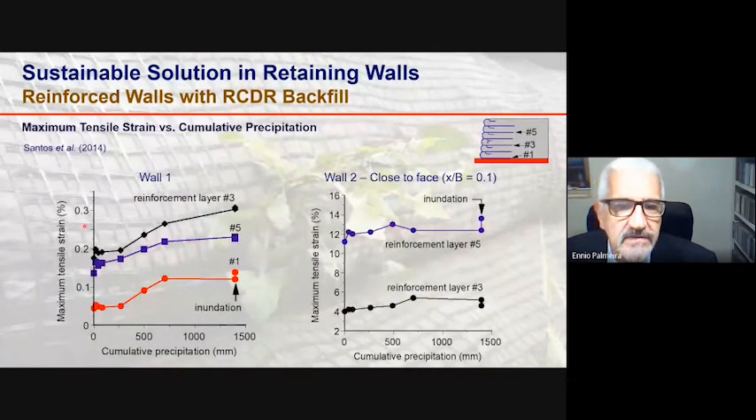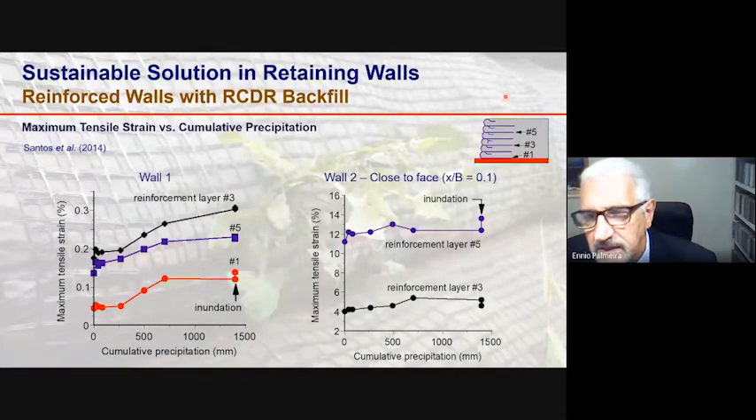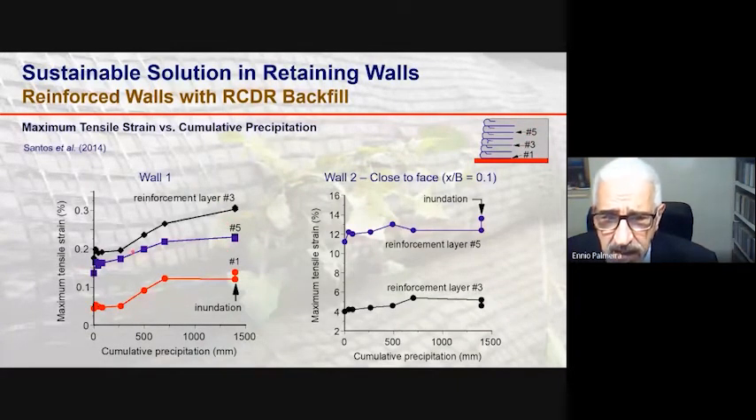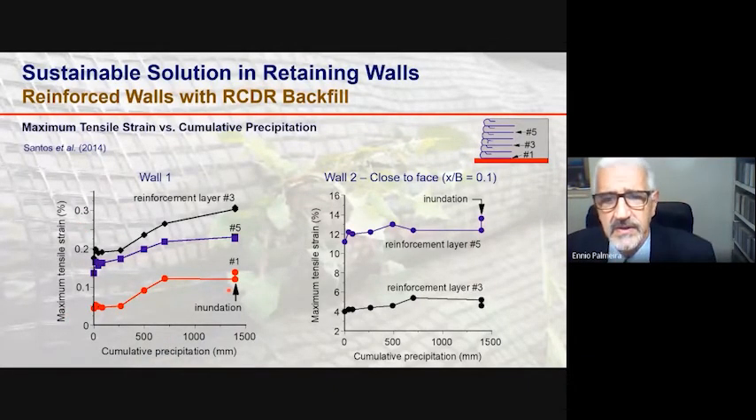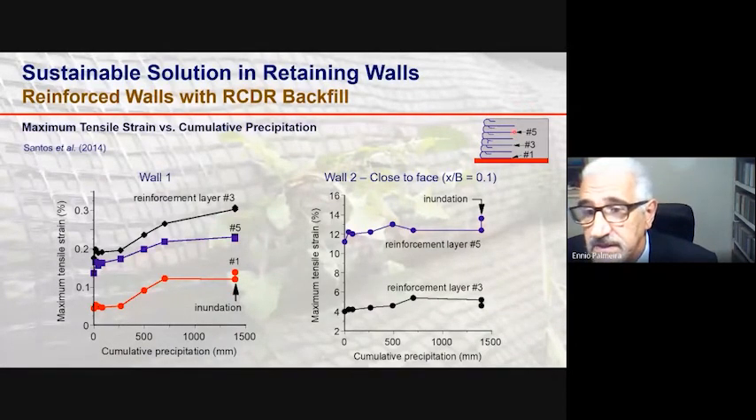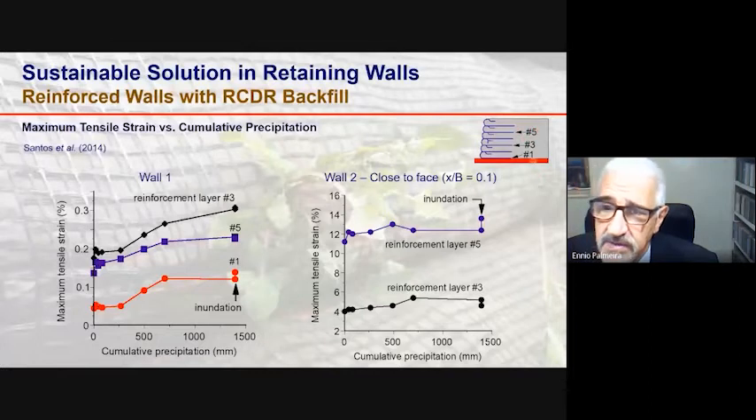You see results of maximum tensile strength in the reinforcement as a function of the cumulative precipitation, the water from the rain during the rainy period, for 3 reinforcements here: layer 1, layer 3, and layer 5. And you can see some increase in the maximum tensile strength due to the infiltration of water from the rain, because it increases the unit weight of the fill material and also causes some collapse of the foundation soil.